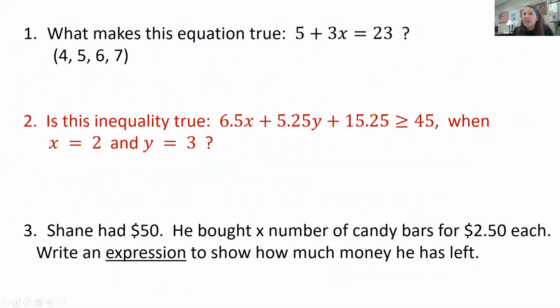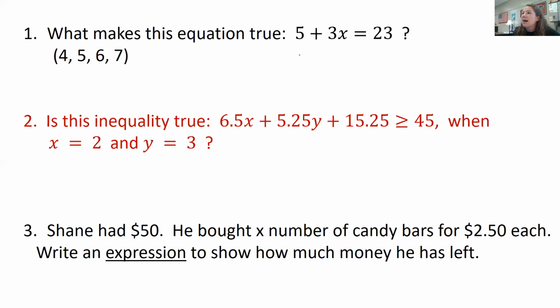All righty. Now let's look at number 1. It says what makes this equation true? So basically it's asking what if 4 is x? So if 4 is x, I would say 5 plus 3 times 4, is that 23? Well, 5 plus 12 is not 23. So 4 is out. All right, let's use 5.